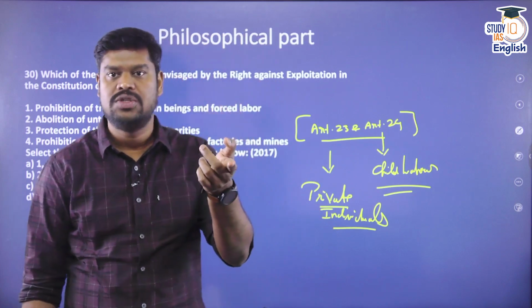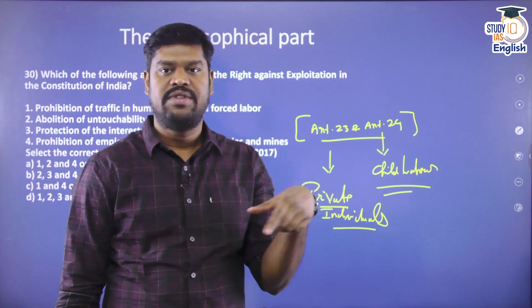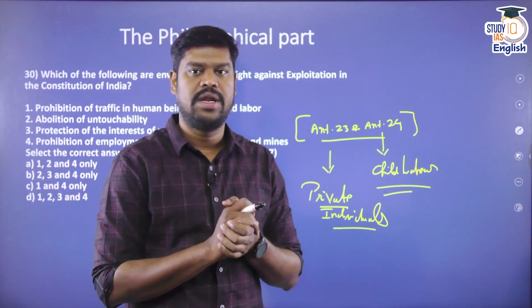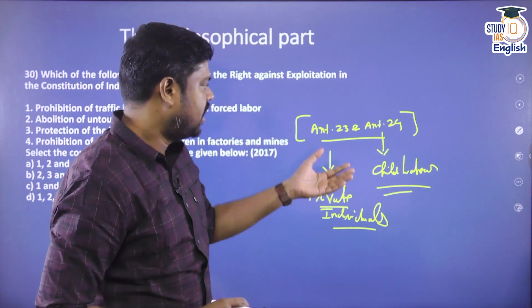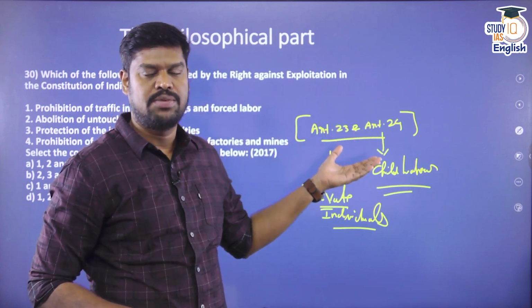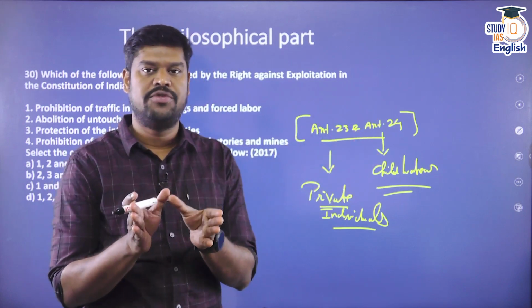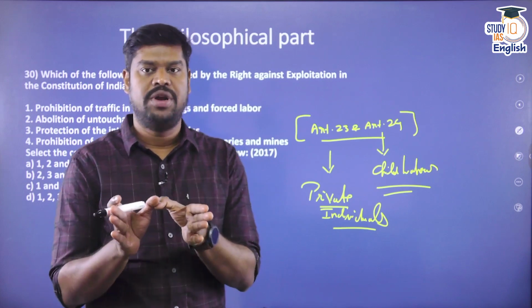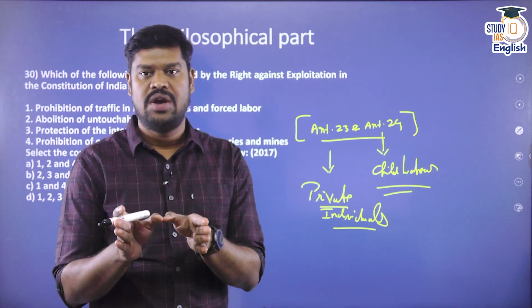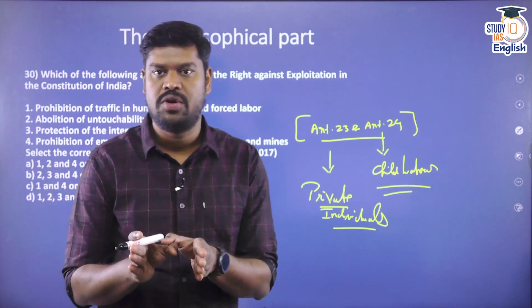One similar article is also untouchability. In the case of untouchability also, it is not only against the state, but it can also be against private individuals. And in addition to the right to equality, the right to freedom and the right against exploitation, we have the next theme of fundamental rights, that is the right to freedom of religion from Article 25 to Article 28. Then we have the cultural and educational rights for the minorities.